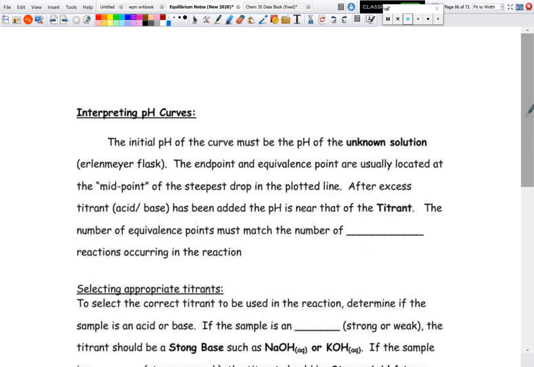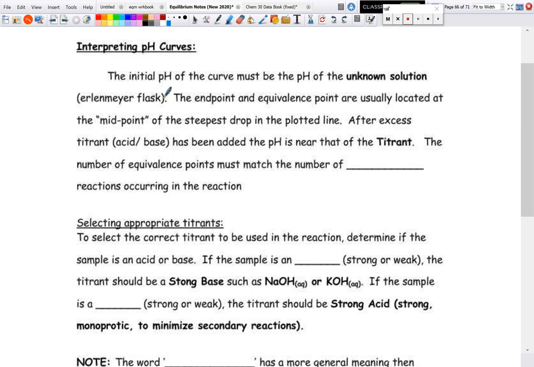So of course we're going to look at graphs in a minute and kind of tie all this together. But as we're interpreting these pH curves, just remember the initial pH of the curve must equal the pH of our unknown solution, right, or our sample. And the endpoint and the equivalence points are usually located in the middle of the graph and the steepest point, steepest drop on the plotted line. And after excess titrant has been added, that is going to be the pH near the titrant. So that's how we can figure out all of these different things. Also, we're going to see multiple equivalence points or multiple endpoints depending on if it's monoprotic or diprotic. So the number of equivalence points must match the number of quantitative reactions.